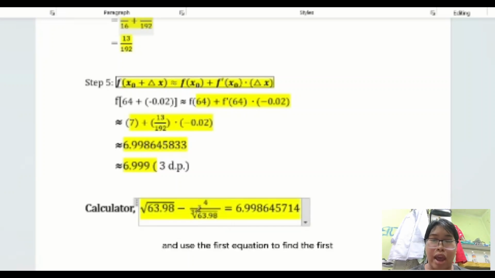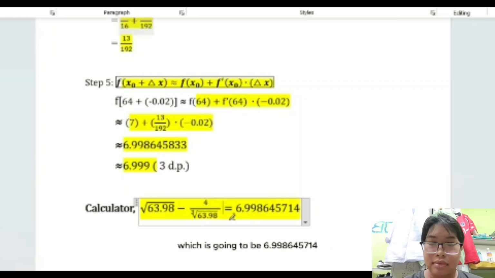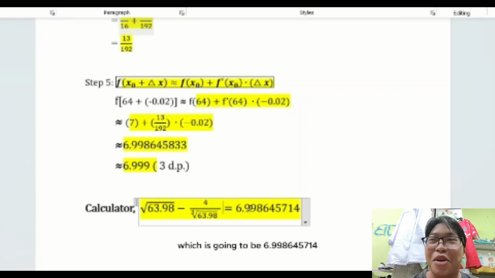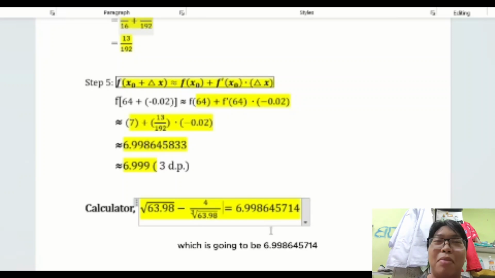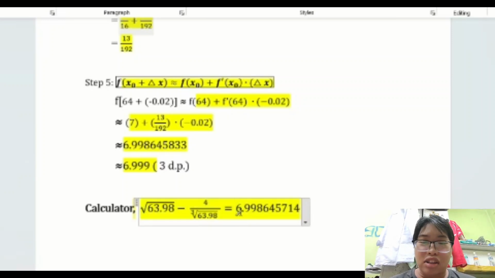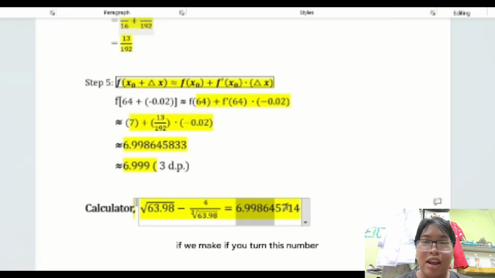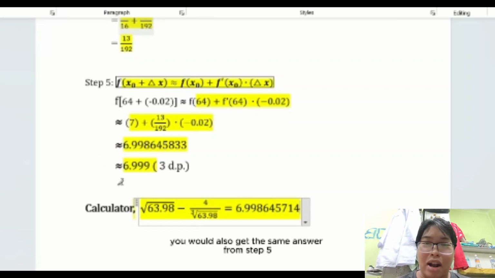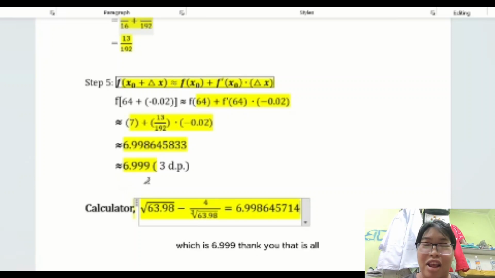To make sure this is approximately close to the first equation, we use a calculator and use the first equation to find the answer, which is going to be 6.998645714. If we turn this number into 3 decimal places, we also get the same answer as in step 5, which is 6.999. Thank you. That is all.